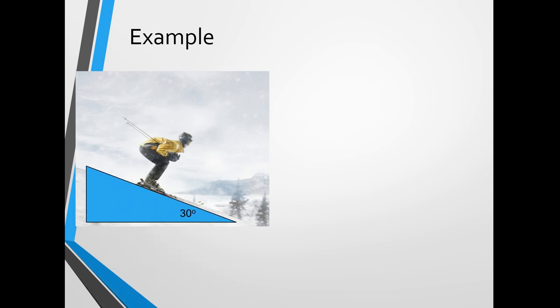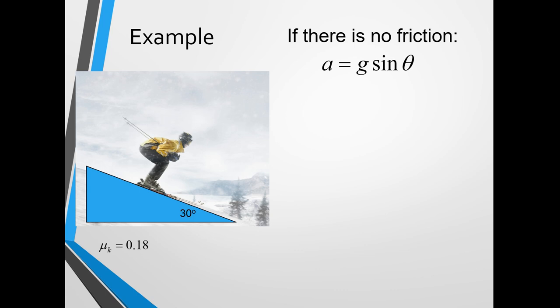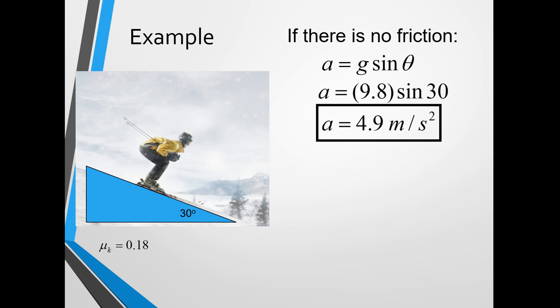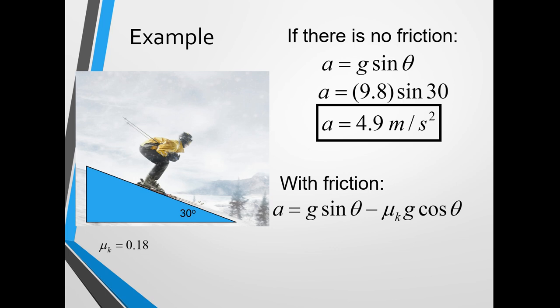So, an example, we have a skier here skiing downhill at 30 degrees, and we are told that the coefficient of friction is 0.18. If there is no friction, well, then we simply have acceleration as g times sine theta. So that would be 9.8 times sine 30, which will give us an acceleration of 4.9 meters per second squared. With friction, we have the lovely formula a equals g sine theta minus the coefficient of friction times g cosine theta.